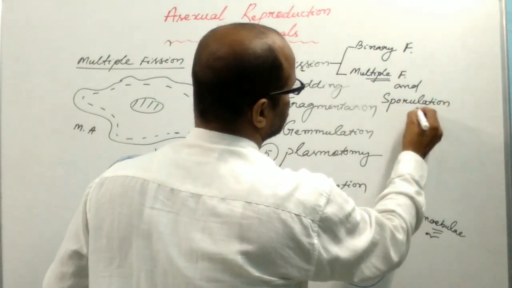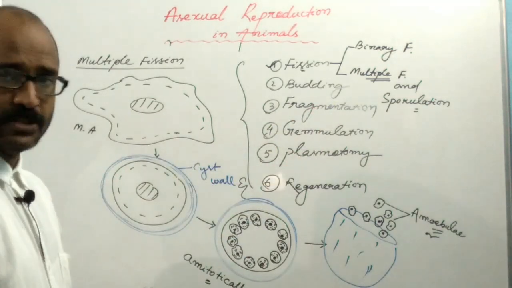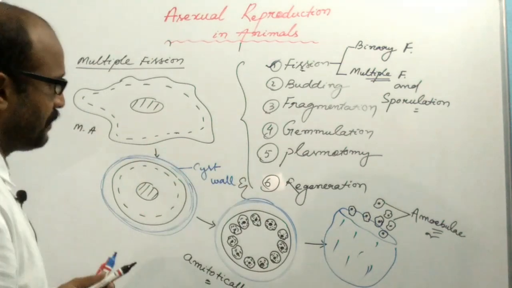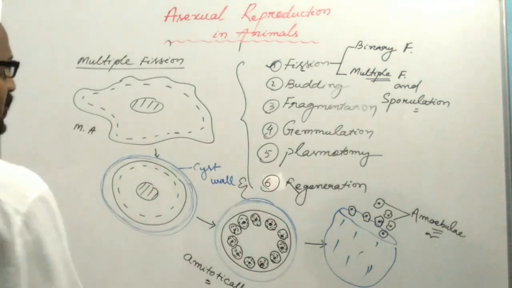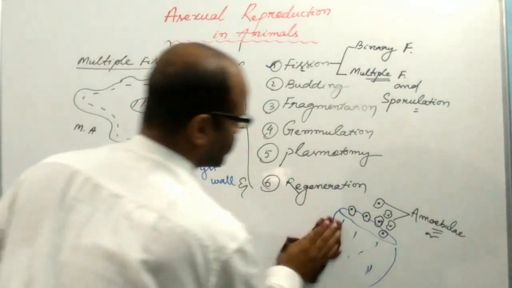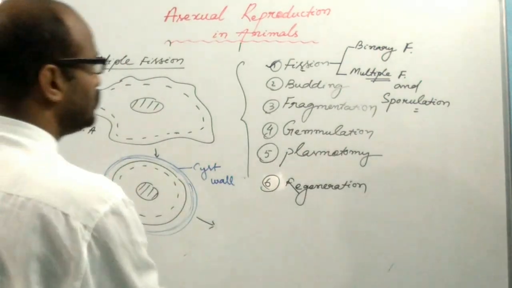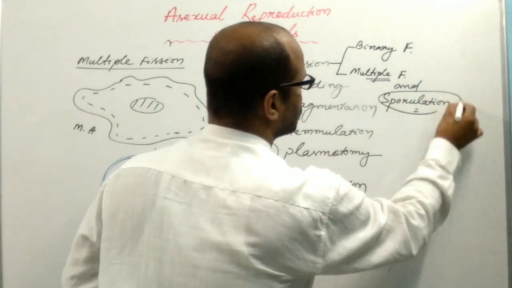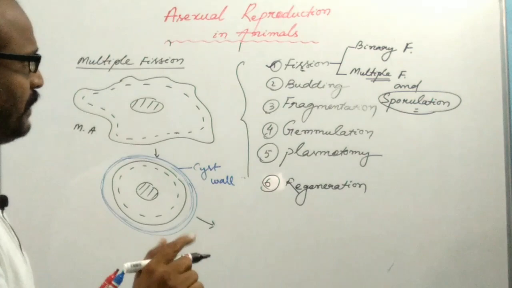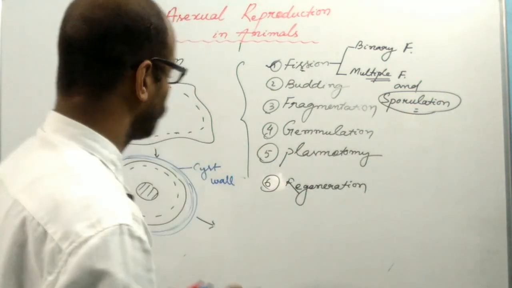So sporulation is another type of asexual reproduction, which is found in protists. It is also found in amoeba. The sporulation process takes place in adverse environmental condition. First point, it takes place in adverse environmental condition.